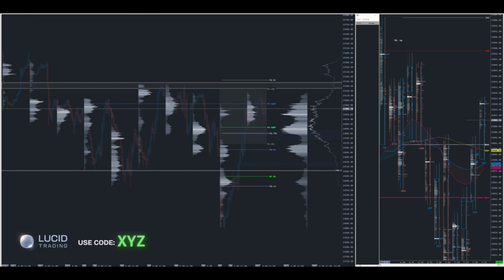Let's ask ourselves, where has price gone? Where did it come from? Where is it currently not interested in auctioning, and where might that take us? We can see here that as price finally broke out of this range, it finally started to build volume. It found interest as it was moving lower.